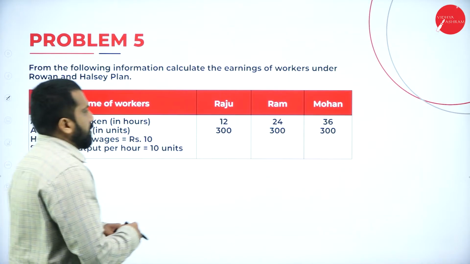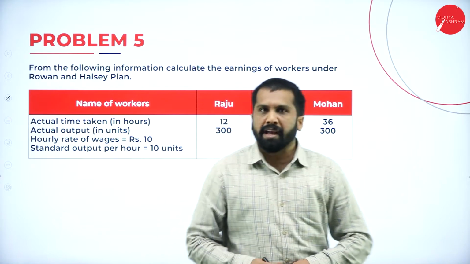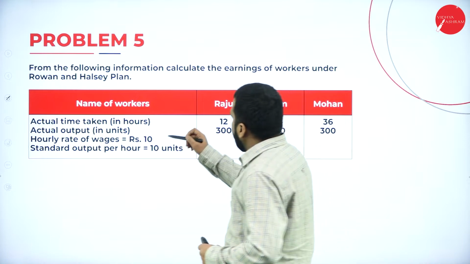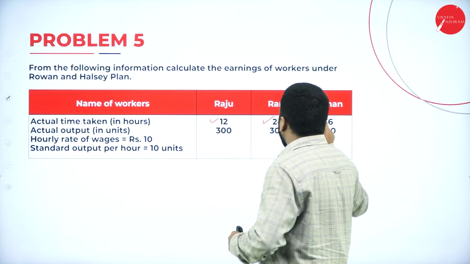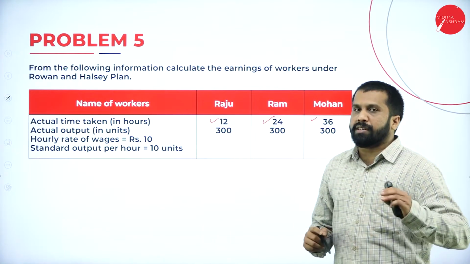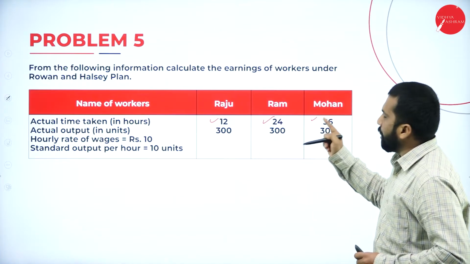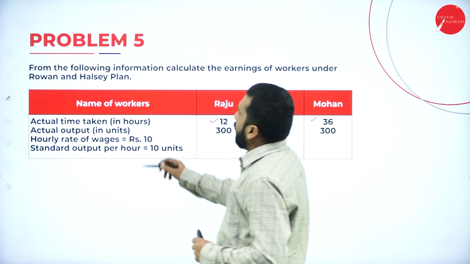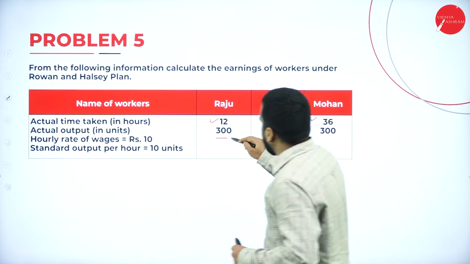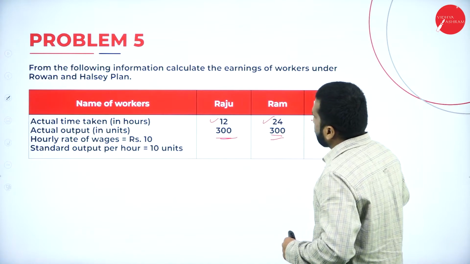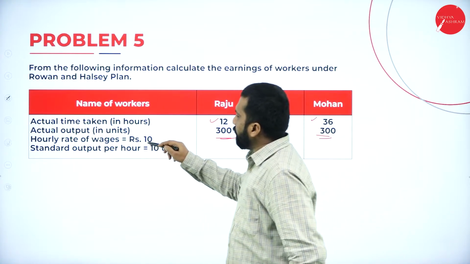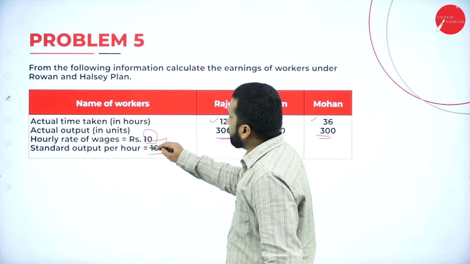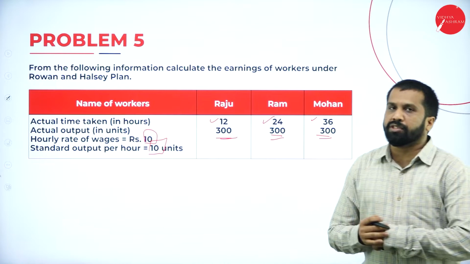Yes. So now we'll go for problem number 5, the second problem of today's session. The actual time taken is 12 hours, 24 and 36. There are 3 workers: Raju, Ram as well as Mohan. As per this, actual output in units is 300, 300 and 300. Hourly rate of wages is 10 and standard output per hour is 10. These are the informations they have given.